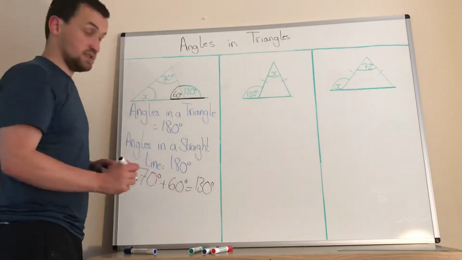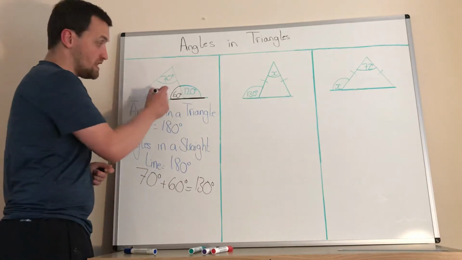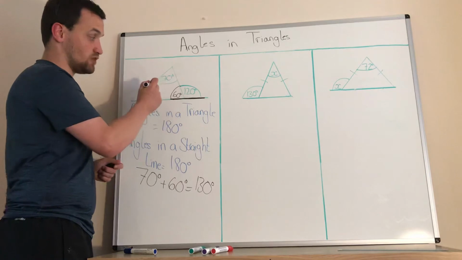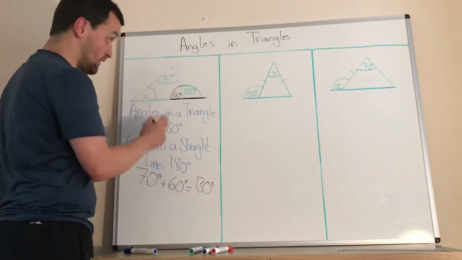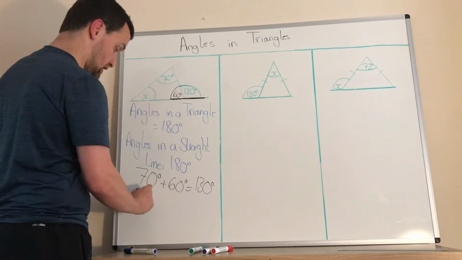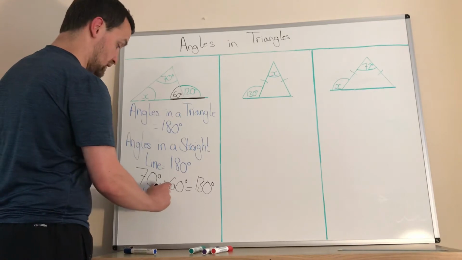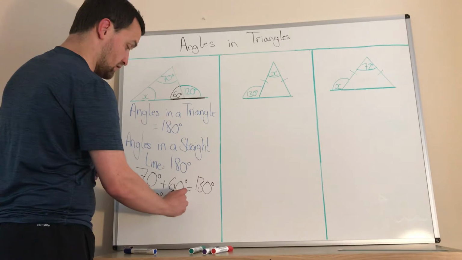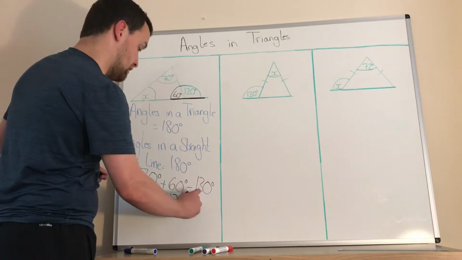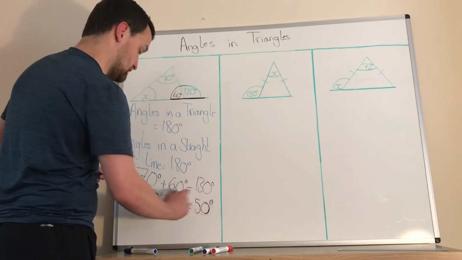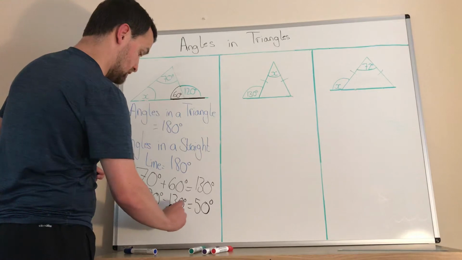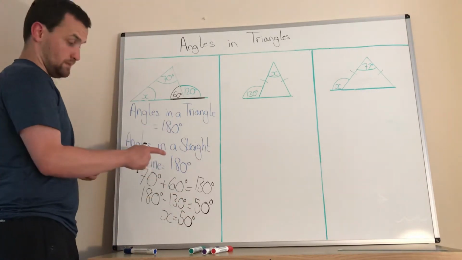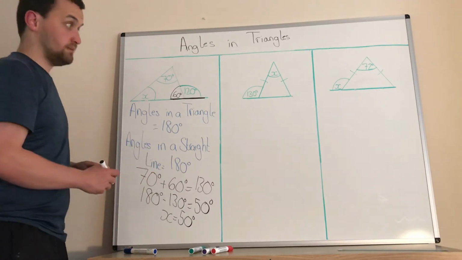130 degrees. We need 180 degrees for the whole triangle. For all the angles inside the triangle, we need 180. We've got 130, so we're going to do 180 degrees minus 130 degrees, and we get 50 degrees. So x equals 50 degrees. Don't forget your degree sign.